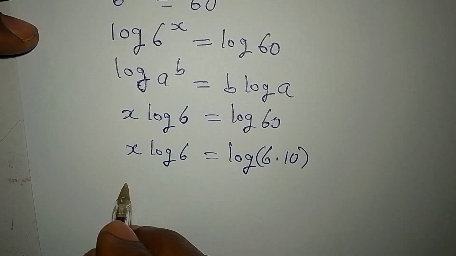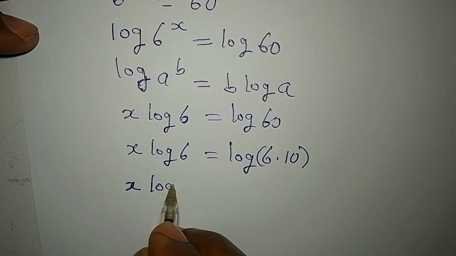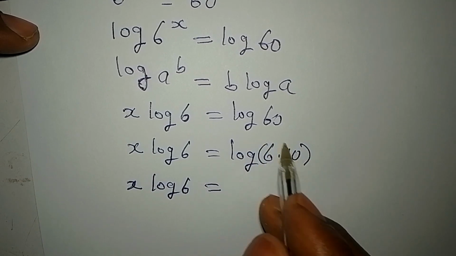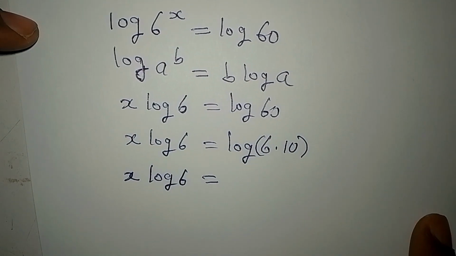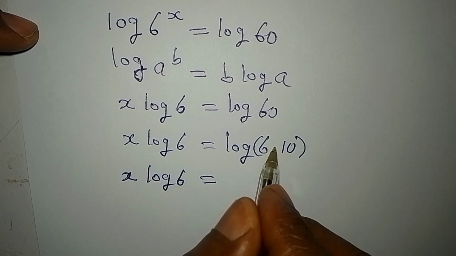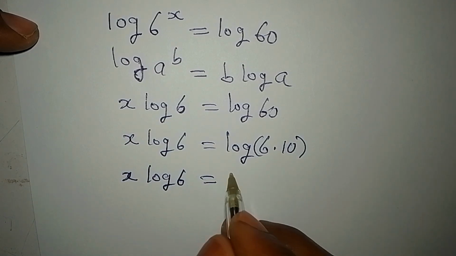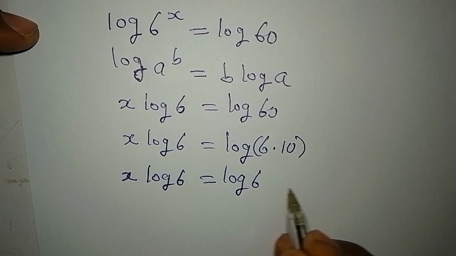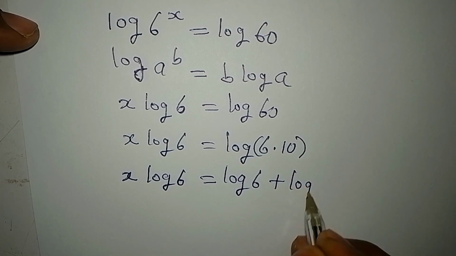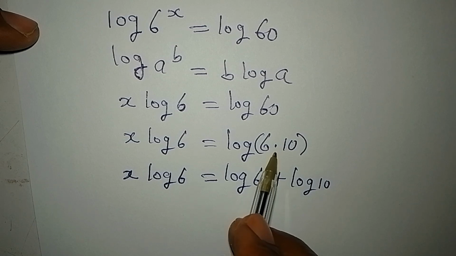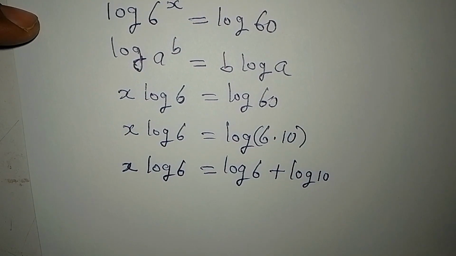Okay. Now from here we have x log 6 and it's equal to, from here we're going to obey one of the rules of logarithm. If you are to multiply, you can add them as logs. So we're going to have log 6 plus log 10 because we just have to multiply because of this, right?